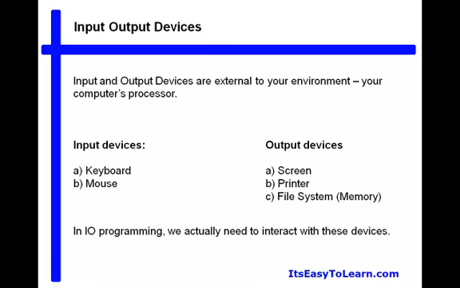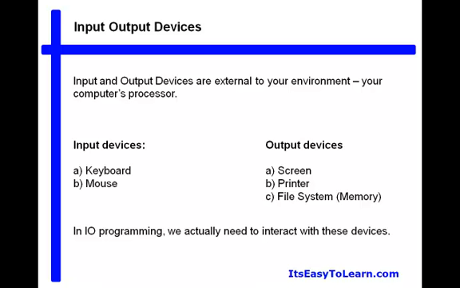Okay, let's briefly talk about input-output devices. Input and output devices are external to your environment. That means they're external to your computer's processor. Input devices are, for example, the keyboard and the mouse, and output devices could be your screen, printer, and the file system.